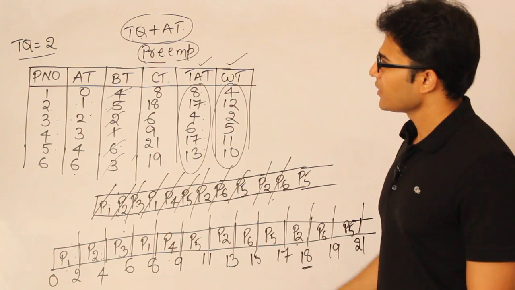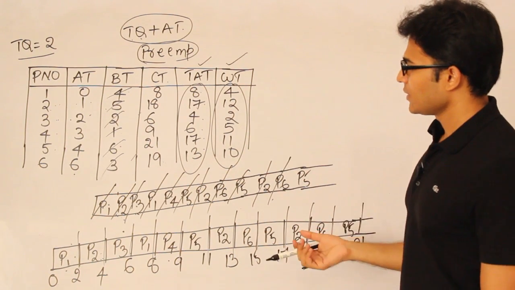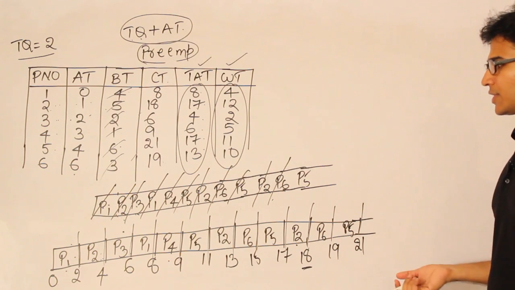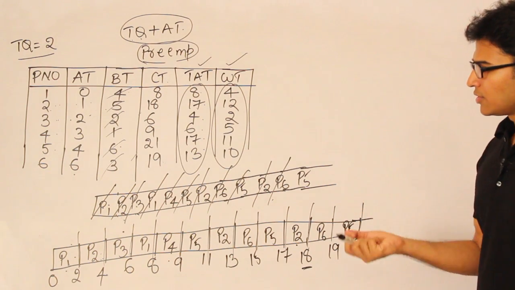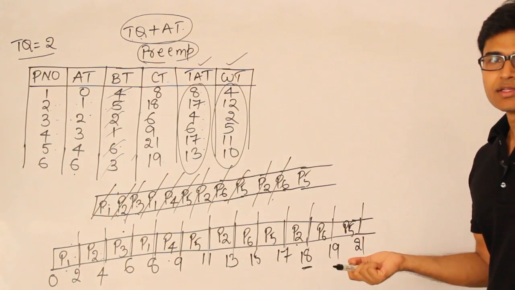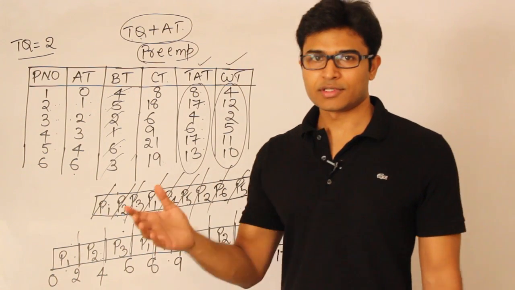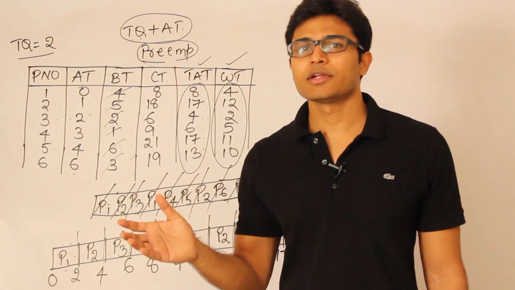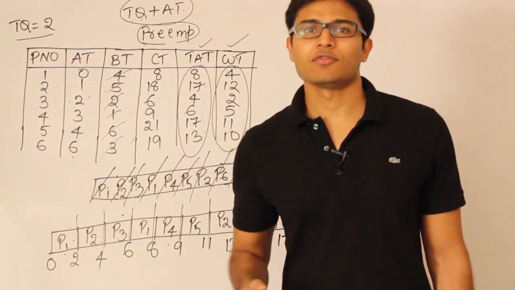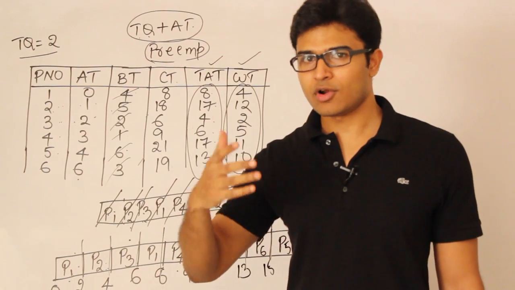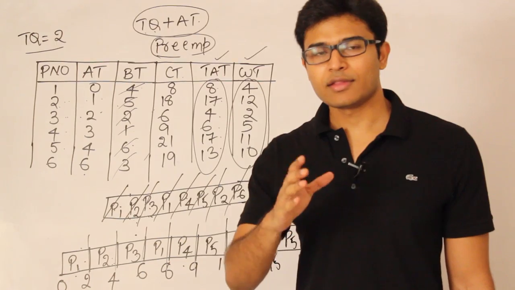Now what happens if I increase the time quantum? Then definitely you will see that the number of times I might have to pull out a process and then schedule the next one will decrease. The reason is very simple. Whenever you schedule a process, don't interrupt it at every small amount of time. That is going to lead to lots of context switches. Instead of that, run it for more time.